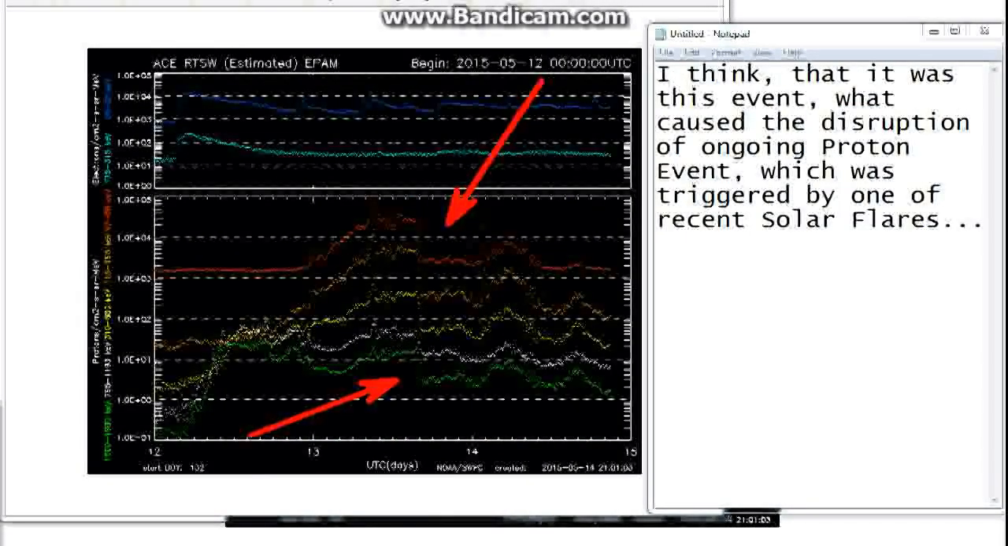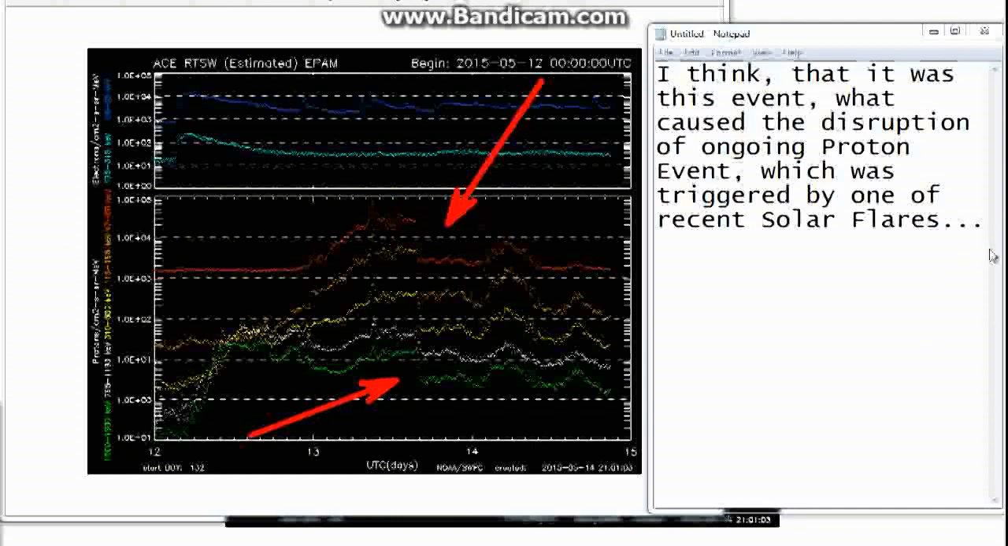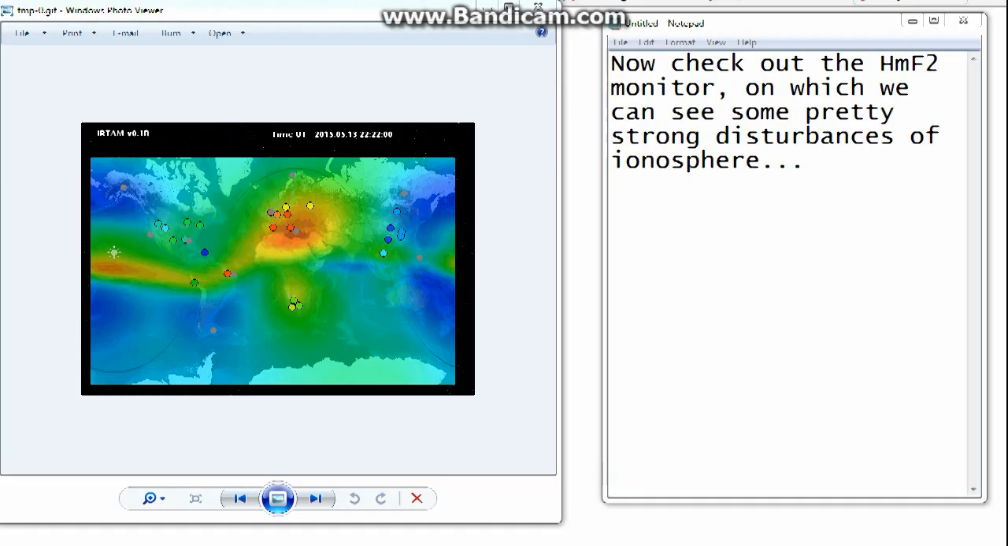I think that it was this event what caused the disruption of ongoing proton event, which was triggered by one of recent solar flares. Now check out the HMF2 monitor, on which we can see some pretty strong disturbances of ionosphere.